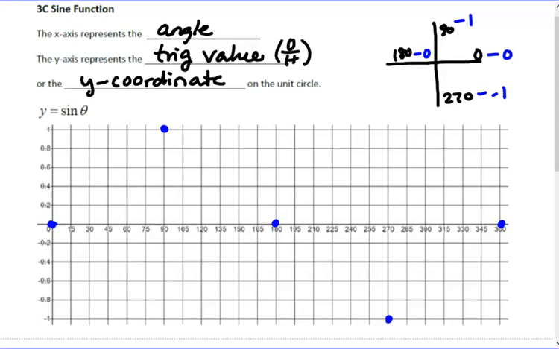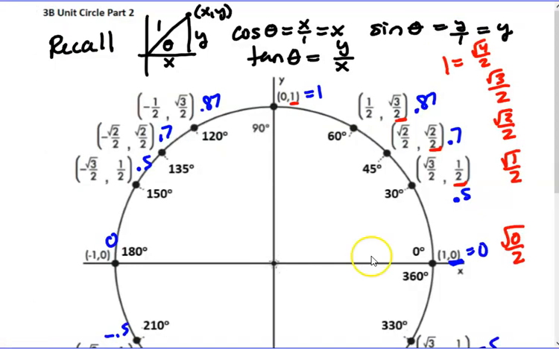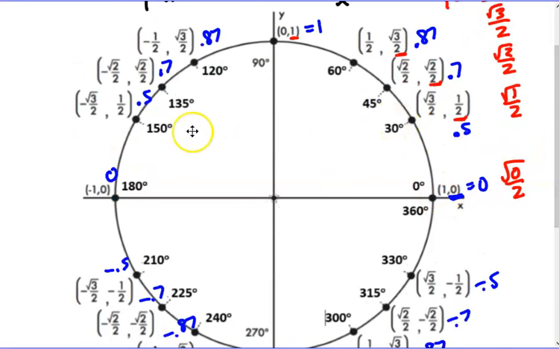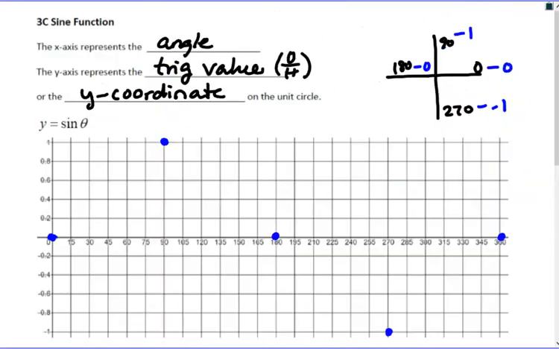Now let's look at our 30-degree reference angle. If we go back to our unit circle, we'll notice that at the 30-degree reference angle, the y-coordinates are all either positive or negative 1/2. So looking at 30, 150, 210, and 330, we see positive 1/2 in quadrants 1 and 2, and -1/2 in quadrants 3 and 4.